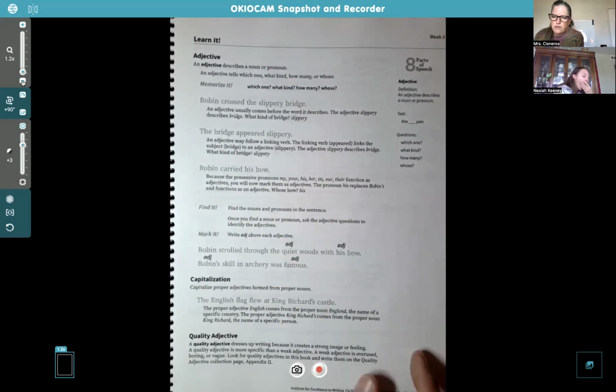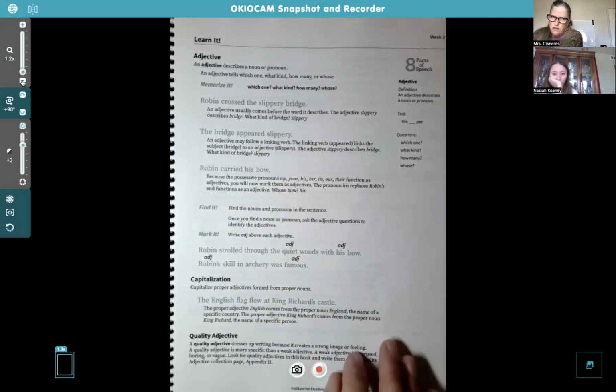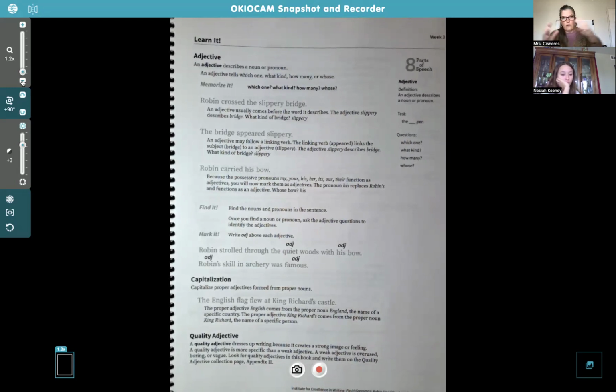So a weak adjective would be like nice. If I said, that's a nice rainbow outside. Nice is a good word and it is an adjective, but it's overused. A lot of times we use nice or something simple like that. But if you said colorful rainbow, that is a strong adjective. When you say colorful, you're imagining all the colors of the rainbow outside, and that gives you a little bit more of an image. And that's why we consider that a quality adjective.